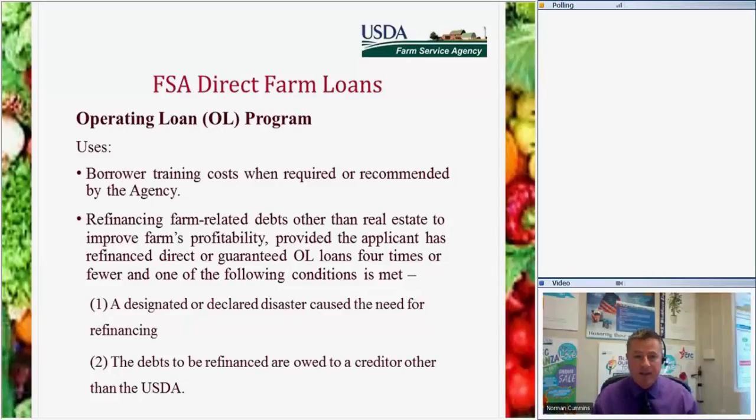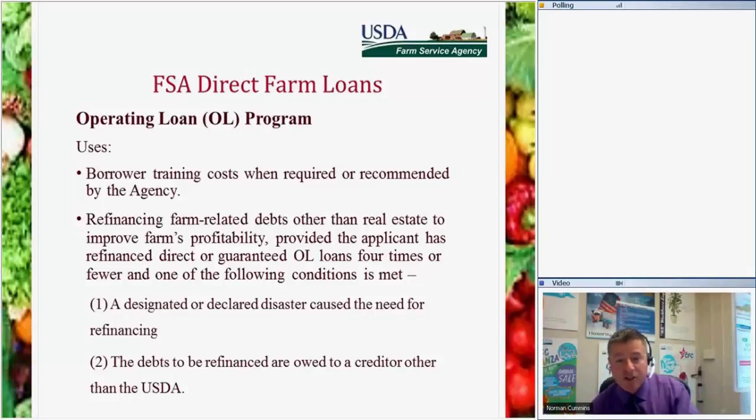As far as that, OL loans for refinancing can be used up to 4 times or fewer, as long as it meets the following conditions. A designated or declared disaster caused the need for refinancing. So if you're in an area where you got tornadoes, flooding, whatever, that's been stated as a natural disaster, and it usually happens from the governor or the president, you can use that for that.